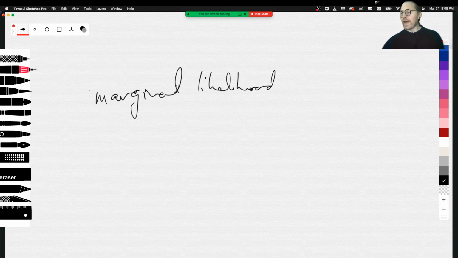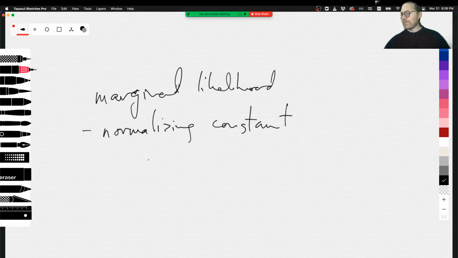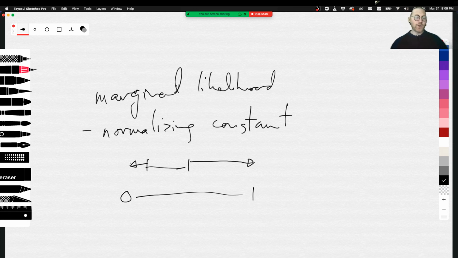Possibly. More likely, I'm going to call this a normalizing constant. And the way that I'm going to think about this is we have some measurement of probability that is out of scale, right? Where this is 0 to 1, which is our standard probability. We want to pull this measurement of probability into the range 0 and 1. Generally, it's going to be smaller. It's going to be too small, right?